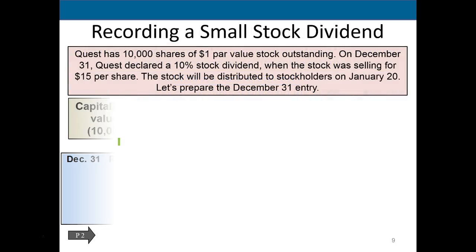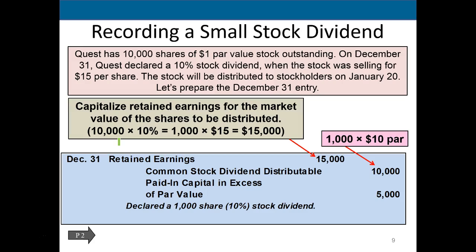So if we're going to record a small stock dividend: Quest has 10,000 shares of $1 par value stock outstanding. On December 31st, Quest declared a 10% stock dividend when the stock was selling for $15 per share. The stock will be distributed to stockholders on January 20th. Let's prepare the December 31st entry. Capitalize retained earnings for the market value of the shares to be distributed.